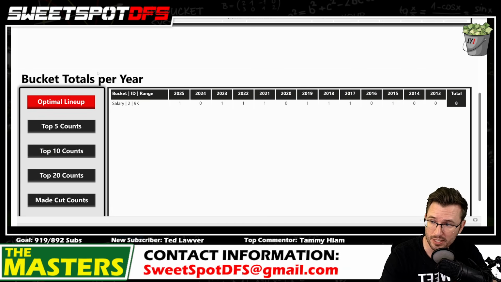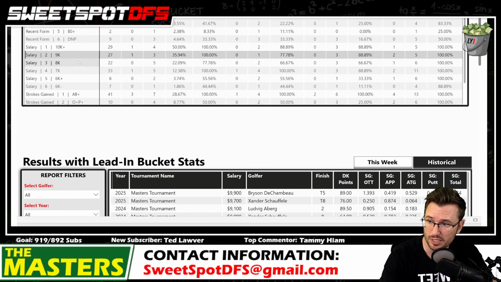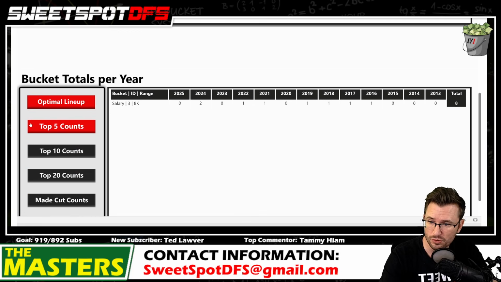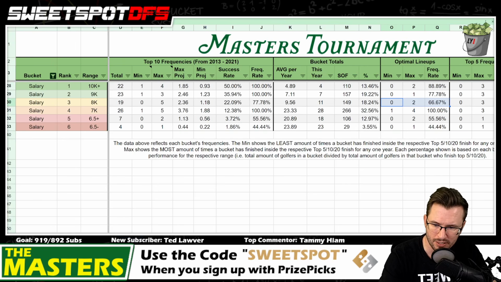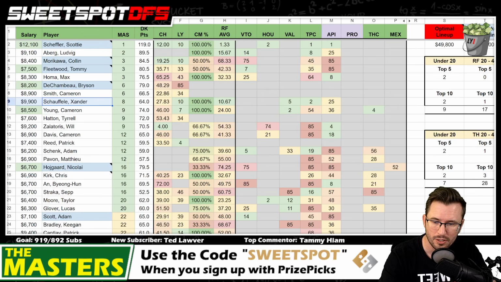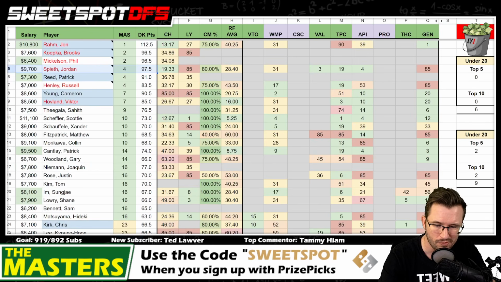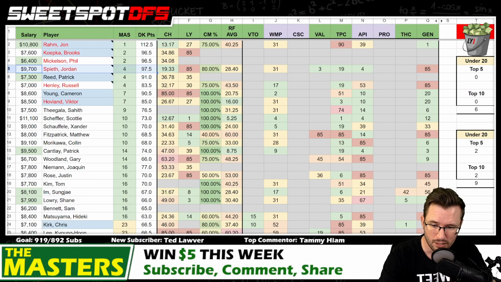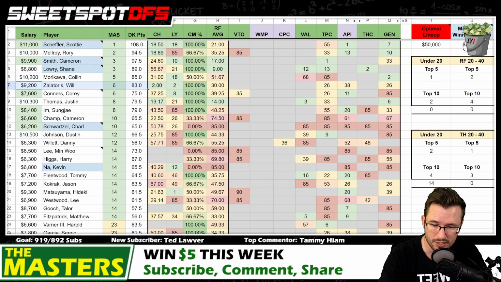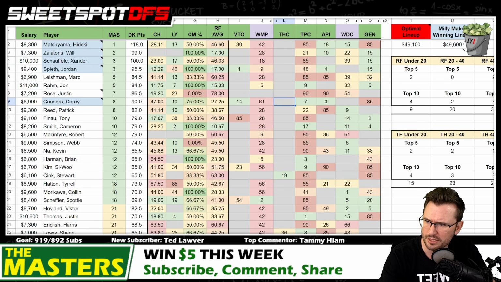And if I go back to this bucket system, instead of selecting the 9K golfers, we select the 8K golfers and scroll down here. Look at this. We've only had 2 one time. That was 2024. Only once have we had 2 8K golfers in the optimal lineup. And the optimal lineups didn't leave a lot of money on the table. 2025 left 800, 200 in 2024, I guess 1,200 in 2023, so that's not great. But the Sweet Spot Optimal only had 1 9 and 1 8. That was it. 2022 left no money on the table. 2021 left $900 on the table.